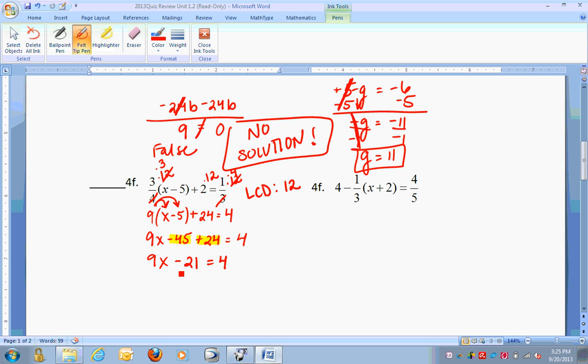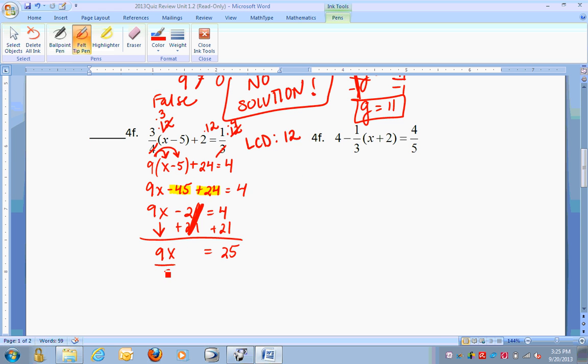All right, I want the x by itself, so I add 21 to both sides first. This becomes a 0 pair. I bring down 9x, and 4 plus 21 is 25. All right, now I need to divide both sides by 9. And I end up with x equals 25 over 9 as my answer.